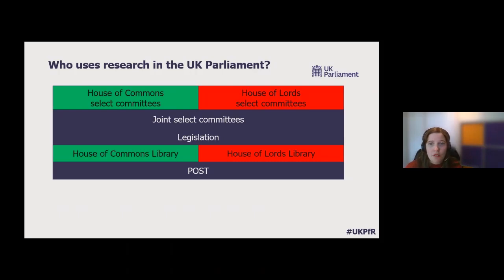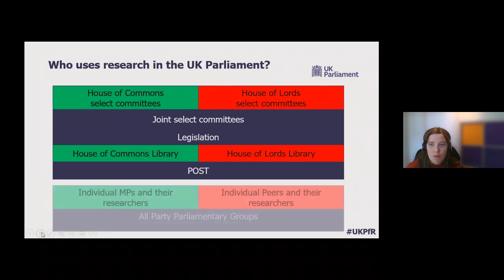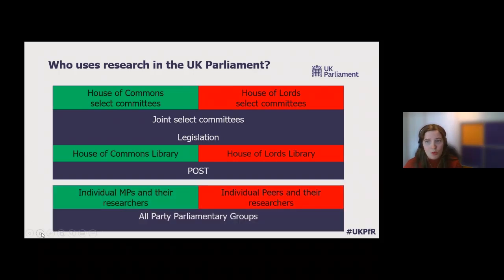Looking again at this slide, we've got a floating box appearing now down at the bottom of the slide. And this is the more informal or political side of who uses research at Parliament. It includes individual MPs and peers and their researchers. And those researchers are people who work for the MPs and peers and support them to do that parliamentary work.